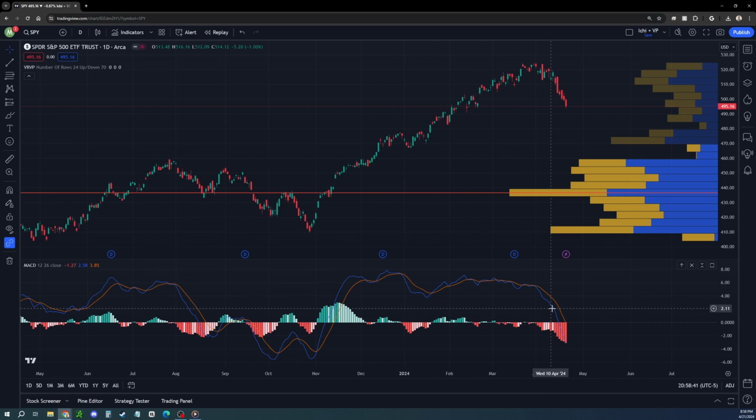When the MACD line crosses above the signal line, it's considered a bullish momentum shift. Conversely, when the MACD line crosses below the signal line, it's viewed as a bearish momentum shift.